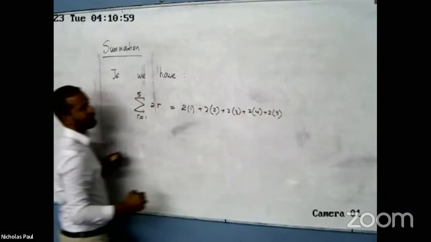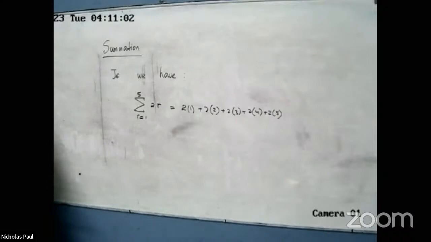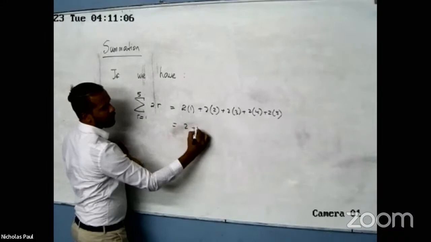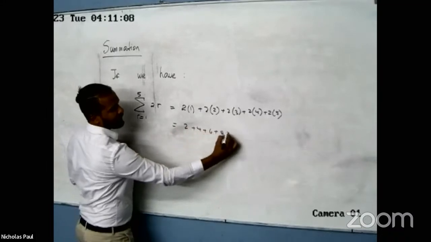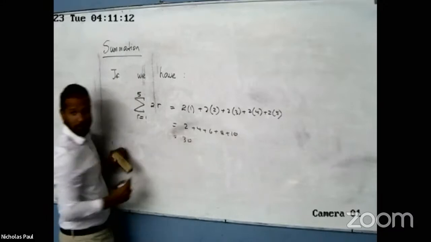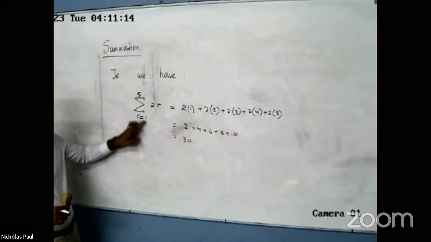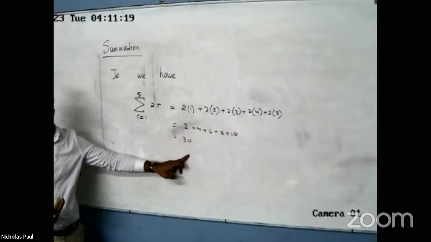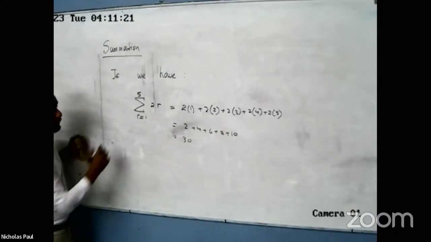Are you okay with that? And we can work it out. This is 2 plus 4 plus 6 plus 8 plus 10. So that's 10, 20, 30. So it means that the summation of 2R, with R going from 1 to 5, is 30. Okay with that?